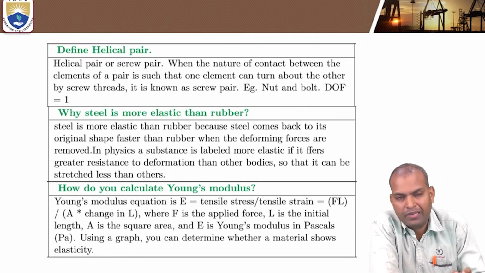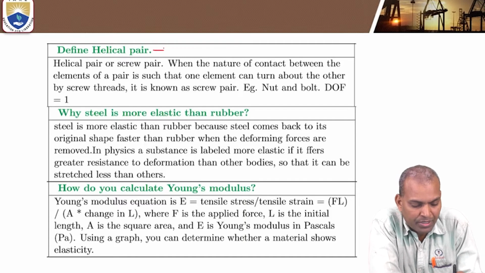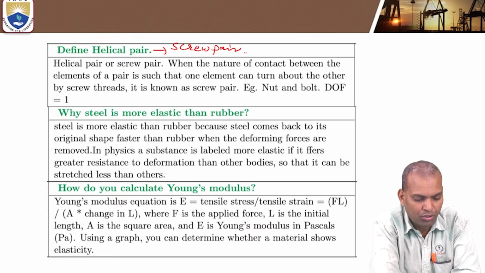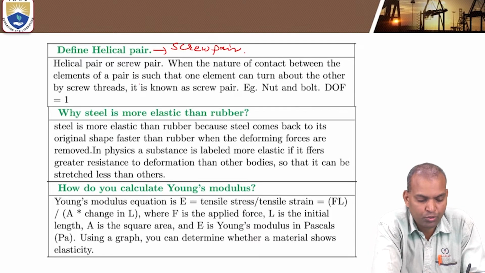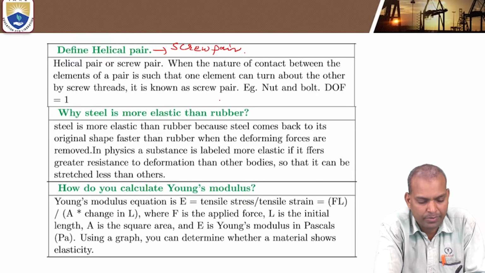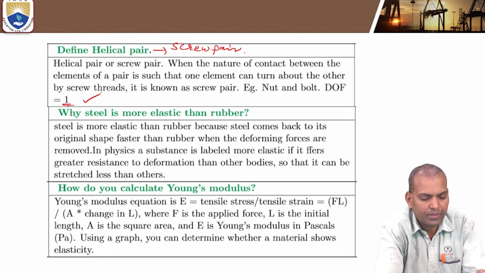Next, helical pair. Helical pair, another name is screw pair. So helical pair is nothing but a screw pair. Nut and bolt, it is screwing, having a relative motion. So the degree of freedom of a helical pair is also 1.